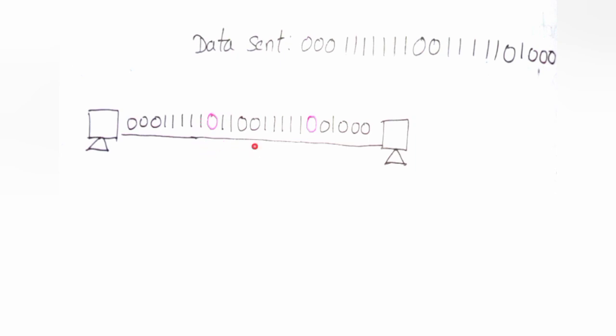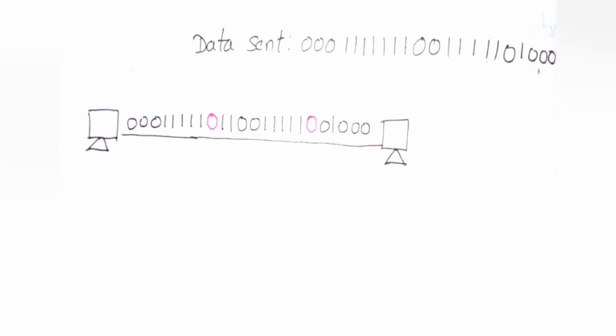After that, 1100, 5 ones. After the 5 consecutive ones, we insert the redundant bit 0. We are stuffing a bit 0 into the data. That's why the receiver will consider that after 5 consecutive ones, if there is a 0 bit, it is a data part only. It is not a flag, but it is data.